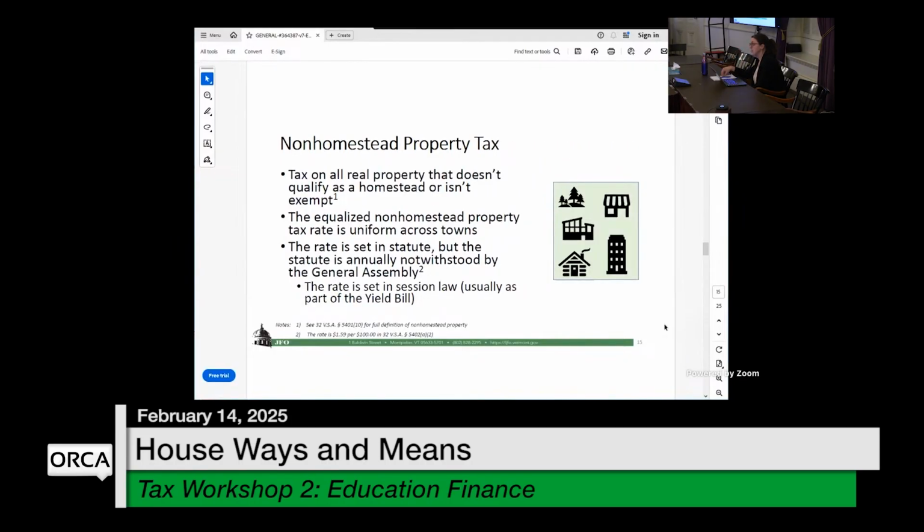So moving into the two classifications of property, starting with non-homestead property, and this is that bucket of everything that's not a homestead. So non-homestead property, it receives a uniform tax rate. This is also set annually by the legislature in the yield bill. It's a policy choice. And it's applied to businesses, second homes, apartments, deer camp. And it's a uniform rate regardless of what that property is being used for.